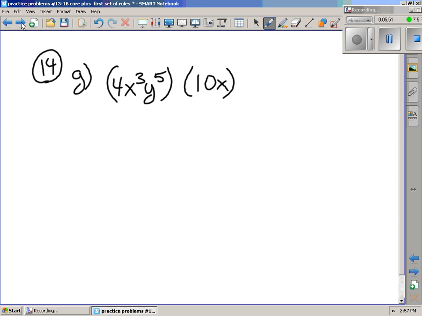And number 15, we're going to reorder according to the commutative property of multiplication. So I multiply 4 times 10 times x to the third times x times y to the fifth. Let me write that more neatly.